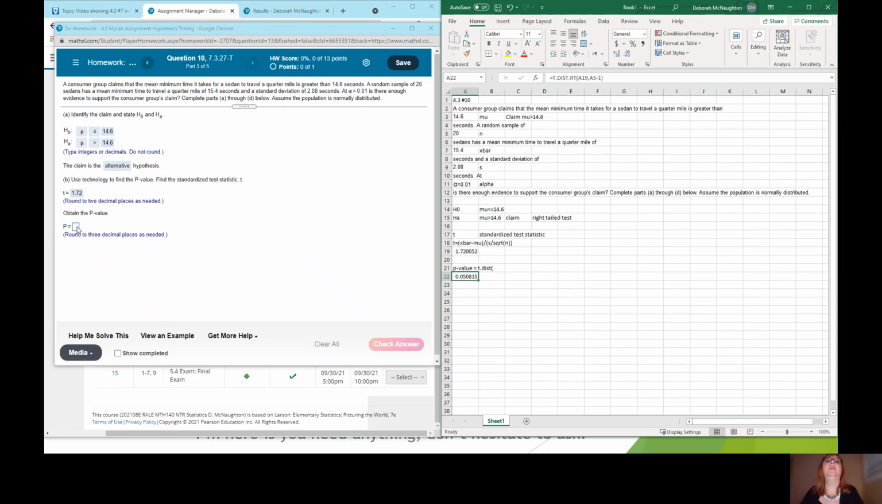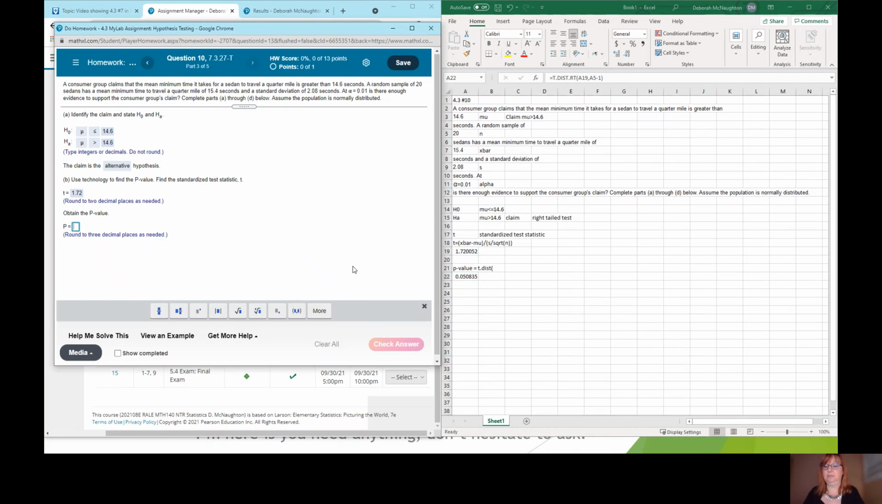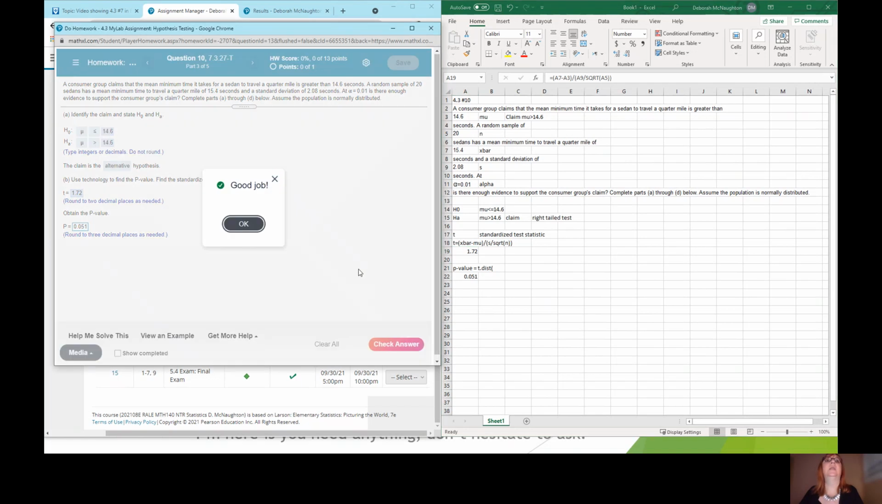And our p-value is 0.05, to 3 decimal places, 0.051. Remember, to make this to the right number of decimal places, we can just move our decimal places like that. Should have done that here as well. And you don't have to worry about making a rounding error. Okay, so I wanted to put in what that was.